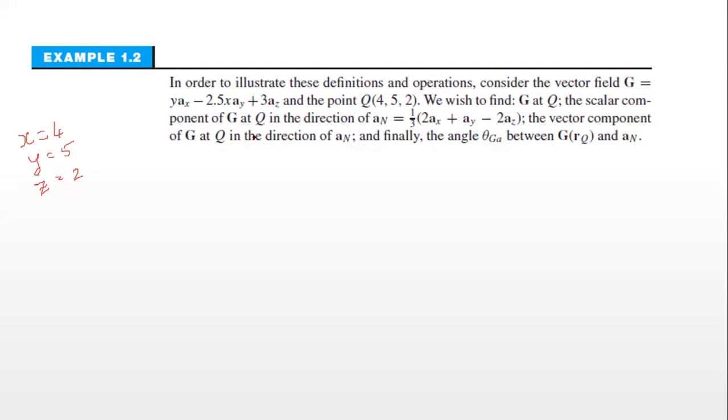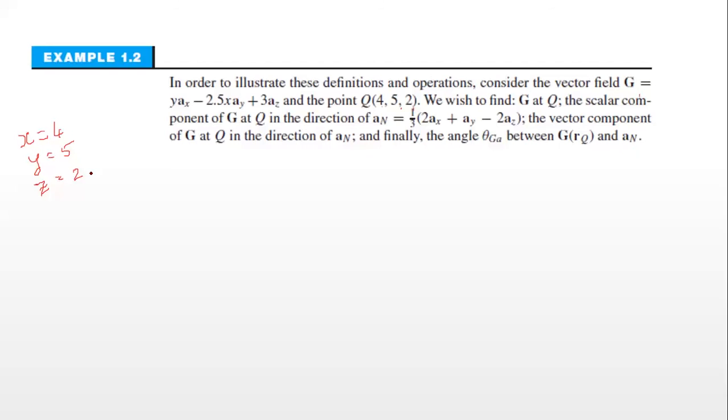Also, the scalar component of G at the point Q in this direction. The direction is given as an, which is equal to 1 by 3 of 2ax plus ay minus 2az. And also the vector component of G at this Q in the direction of an. And finally, we want to find the angle between this field G at Q and the unit vector an. We will see one by one. We want to find G at Q. G is given as this. At Q means we need to substitute the values of x, y, and z in this G.